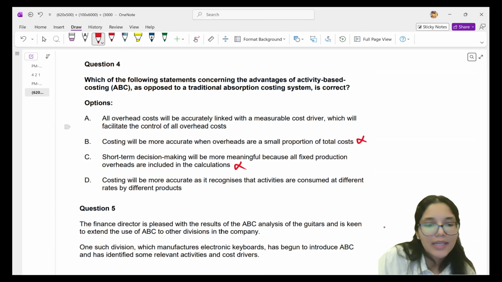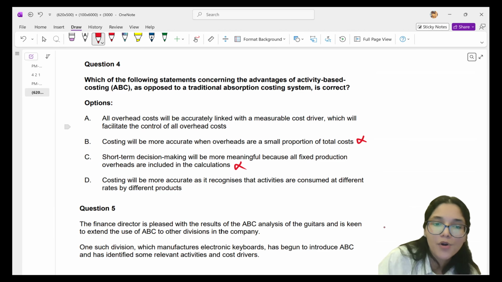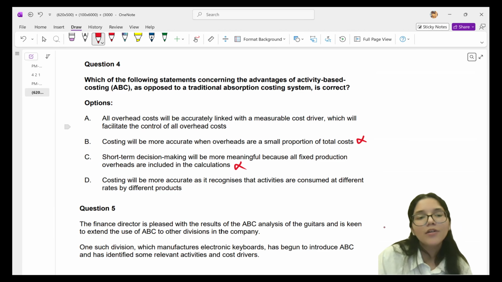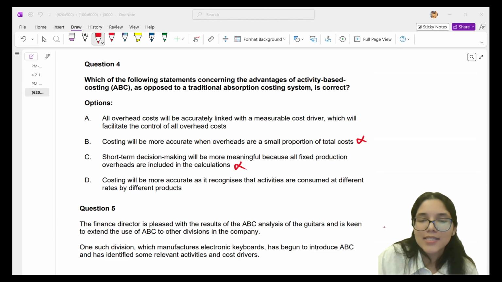If you look at option D, it says costing will be more accurate as it recognizes that activities are consumed at different rates by different products. Now you people have to make a choice between option A and D. Think very carefully and let me know which one do you think should be our final answer.